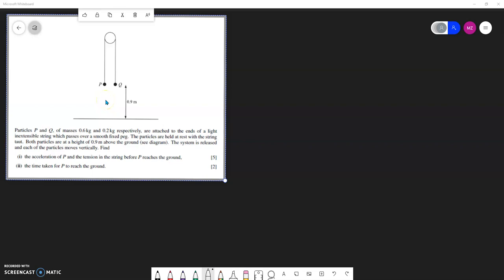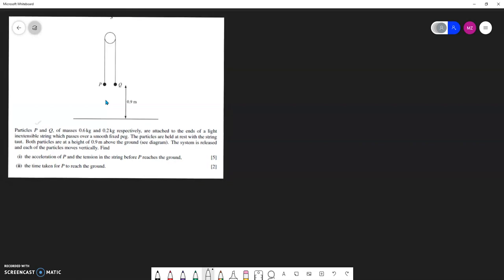In this question, we are given two particles P and Q. The two particles P and Q, of masses 0.6 kg and 0.2 kg, are attached to the ends of a light inextensible string which passes over a smooth pulley. The particles are held at rest with the string taut.